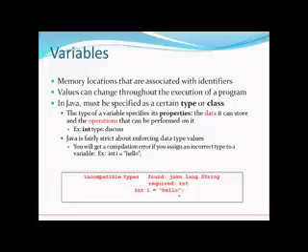Okay, so I'm going to continue my discussion of variables. Now, as we all know, variables are of two types. First are the primitive variables. They are 8 in number, and the other category belongs to the reference variables. So memory locations that are associated with identifiers are called variables, and values can change throughout the execution of a program. Whenever you are creating a variable, it means that it can change. So the values of the variables of various data types can change.